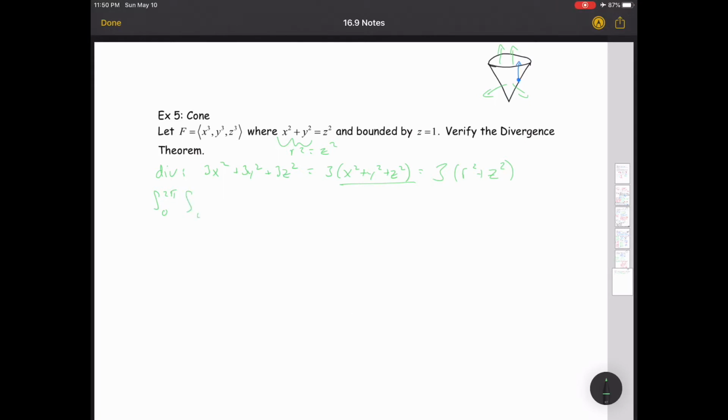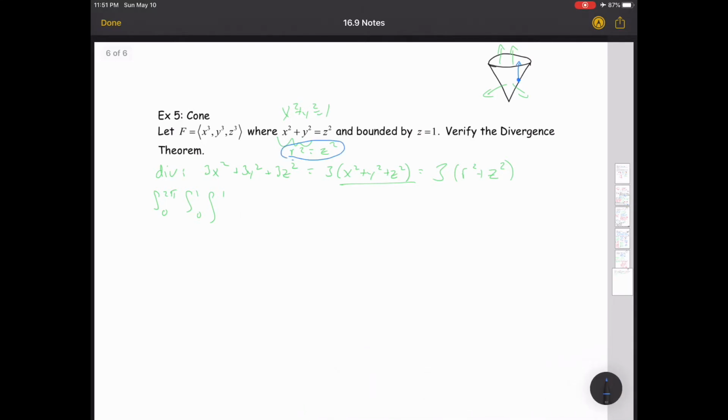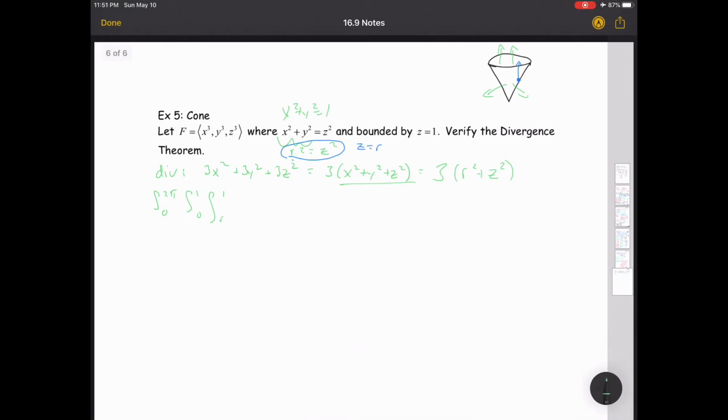R is going to go from 0 to 1, and that's because if I plug 1 in for z, I get x squared plus y squared equals 1. And z is going to go, as you can see in the cone there, from the lateral face of the cone up to the top. So I know it's going to go up to 1, but the lateral face of the cone is going to be r. I get that because of this piece right here. It tells me that z squared equals r squared, so I know that z equals r. That's where it starts. So I know that z is going to go from r to 1.